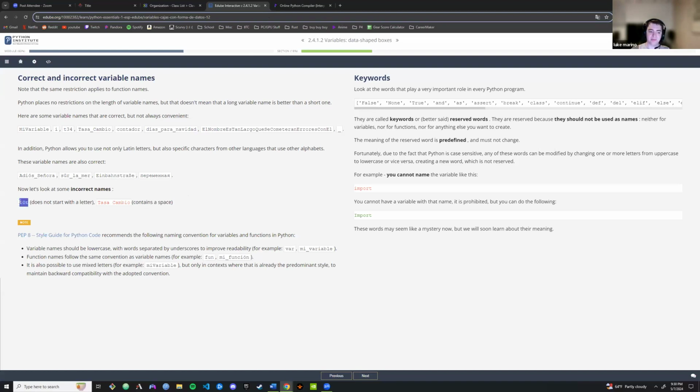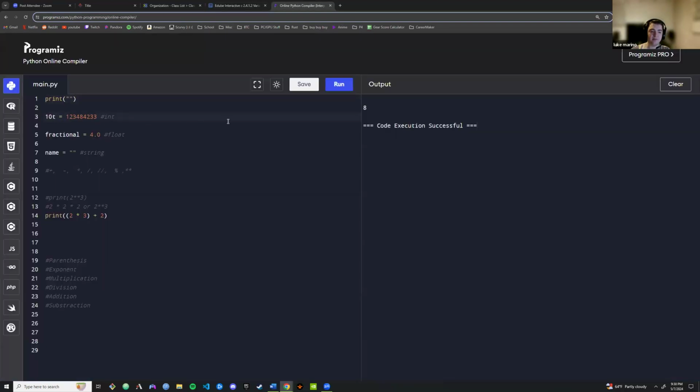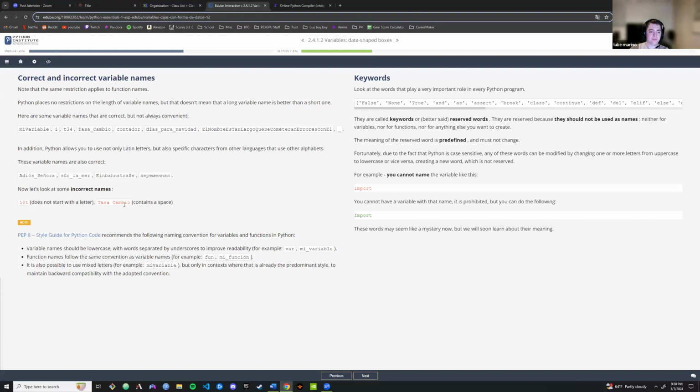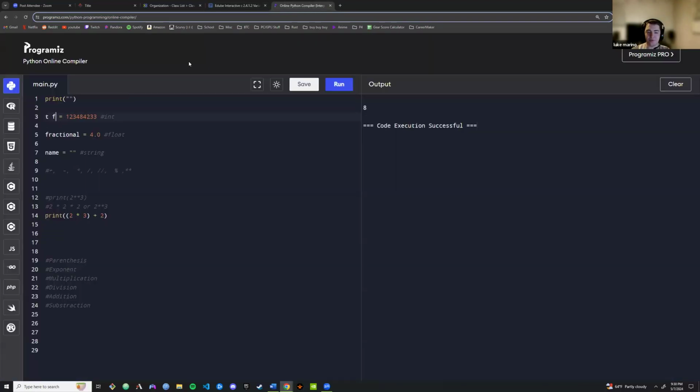So this is an incorrect name. Does anyone know why this is an incorrect variable name here? Because it starts with a number. Yep. It starts with a number, exactly. Always going to be a big no-no in programming. Also, one more thing that they actually forgot to mention here: you cannot use spaces in your variable names. It has to be one cohesive word. You're always going to end up with an error. This is fine because there are no spaces in between.